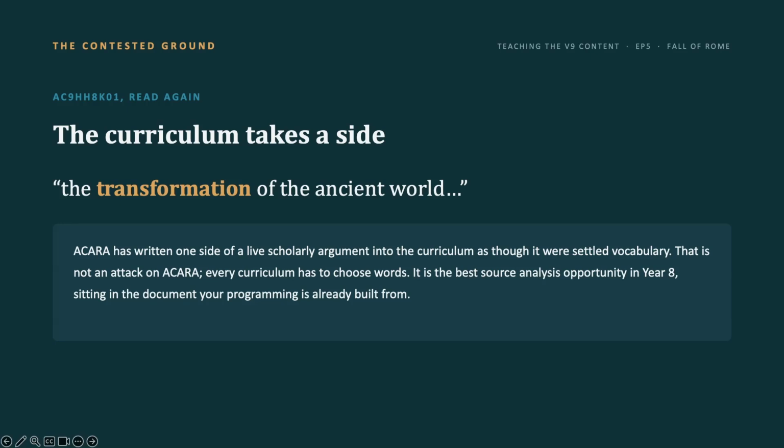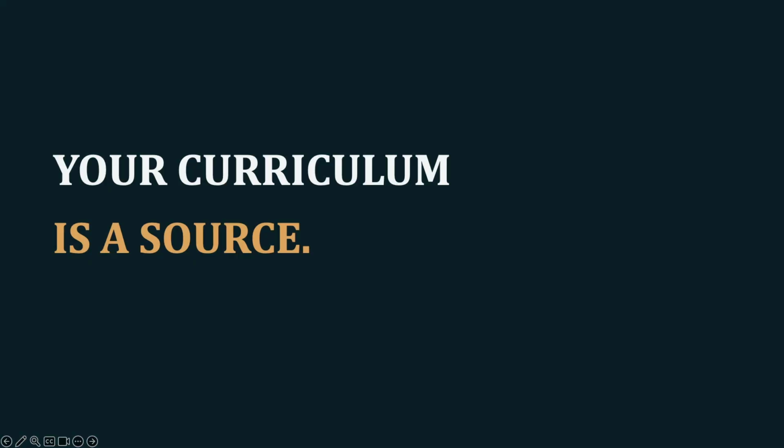Now, read your content description one more time. The transformation of the ancient world. ACARA has written one side of a lively argument into a curriculum as though it were settled vocabulary. That is not an attack on ACARA. Every curriculum has to choose words. It is the single best source analysis opportunity in the whole Year 8 course, and it is sitting in the document your programming is already built from. Teach it that way, and you have taught historiography without buying into a single extra resource.